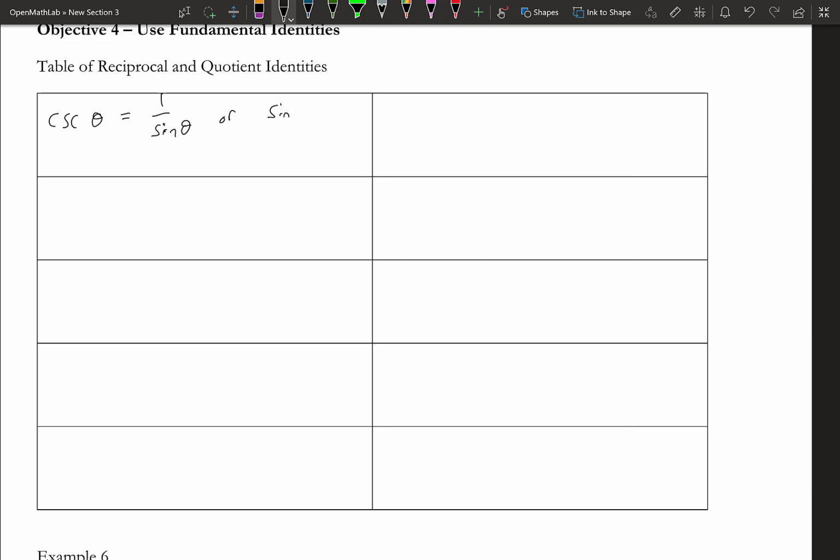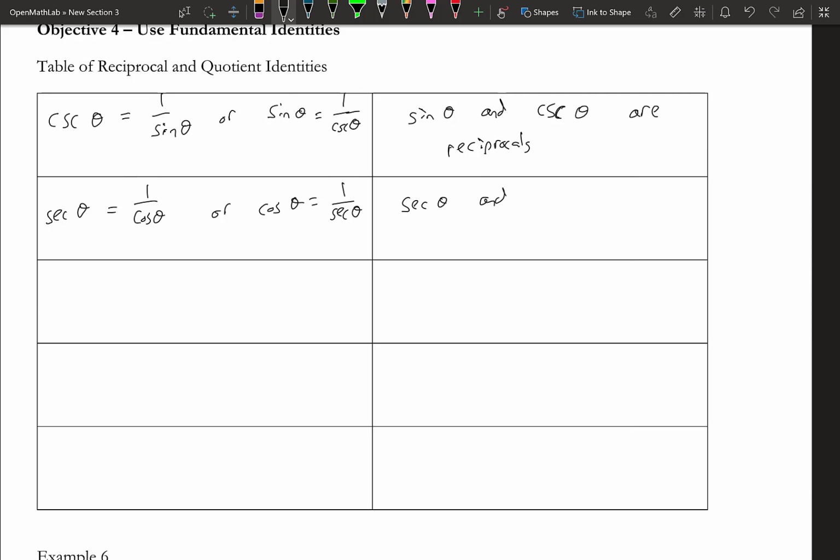Or we can look at it as sine theta is equal to 1 over cosecant of theta, right? So in other words, sine of theta and cosecant of theta are reciprocals, right? Are multiplicative inverses. So then secant of theta is equal to 1 divided by cosine of theta, or cosine of theta equals 1 over secant of theta, right?